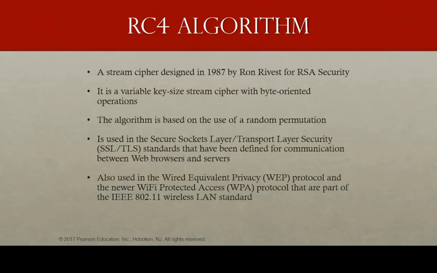The RC4 algorithm is remarkably simple and quite easy to explain. A variable length key of from 1 to 256 bytes, which is 8 to 2048 bits, is used to initialize a 256 byte state vector S with elements S[0], S[1], etc.